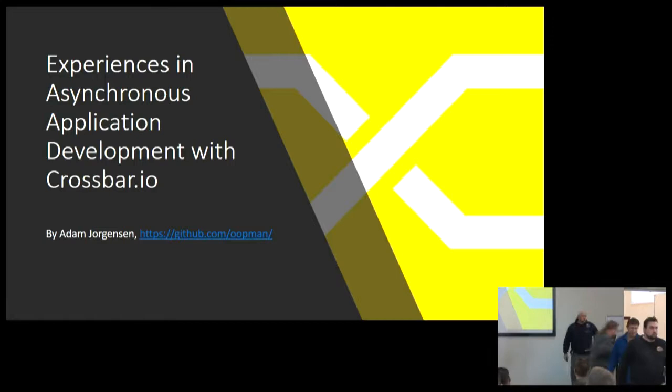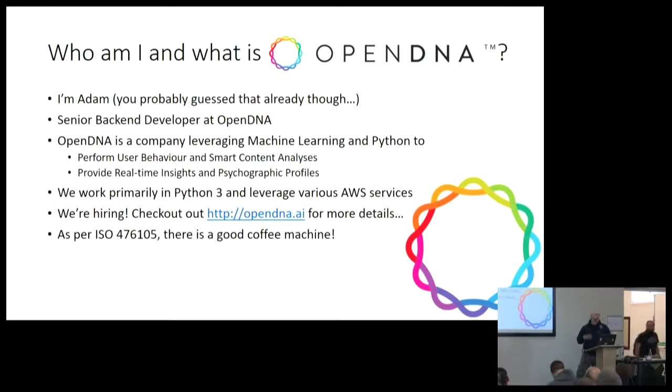Right, so I'm going to be talking about our experiences in asynchronous application development at OpenDNA with Crossbar.io. Now, OpenDNA is a fairly young company. We work in the machine learning space. We do user behavior analysis and content analysis and so forth. The concept for this talk comes from the ongoing work on a new project which is currently internal, but we're going to be releasing it to clients.